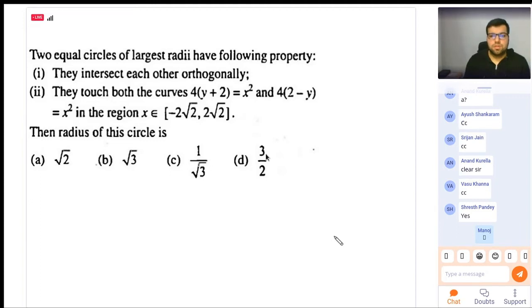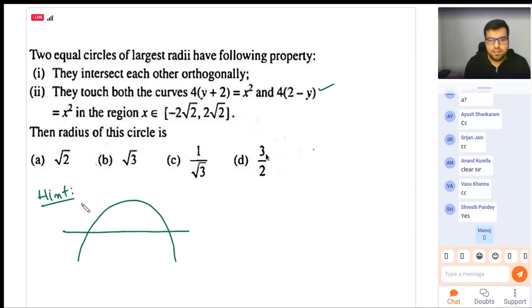So I will give you a hint in this. If you see the figure, these two curves are upward and downward parabolas. You can very easily draw them. They will come like this. And you have to make the pair of orthogonal equal circles within this. So you remember that I have to put the circles in this. Now the important hint or the approach.